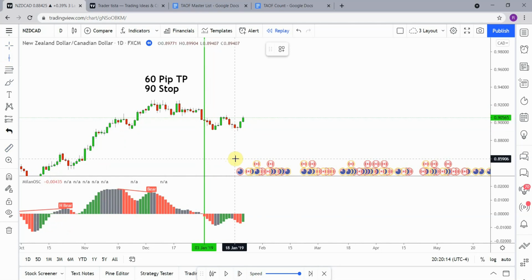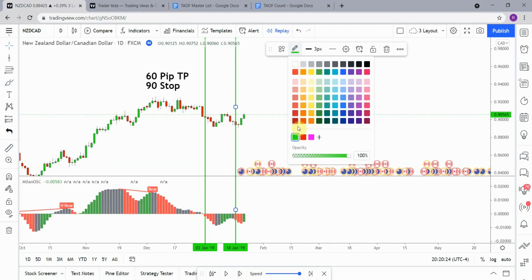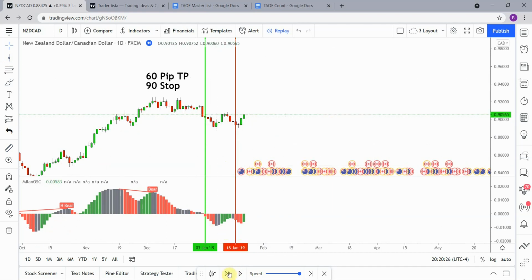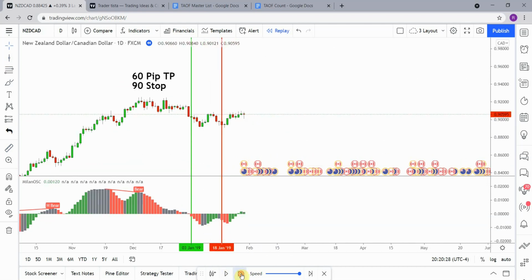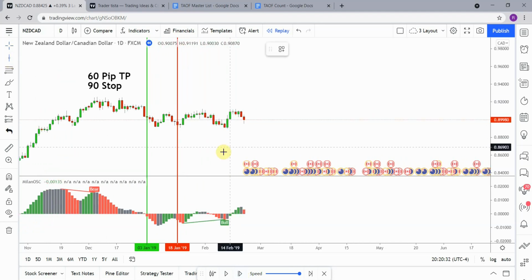Now over here on this side, pick up a short right there. Unfortunately, we get a pretty heavy pullback almost immediately. That would have stopped us out.